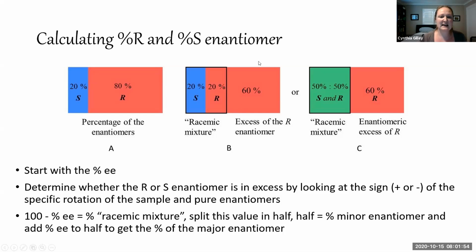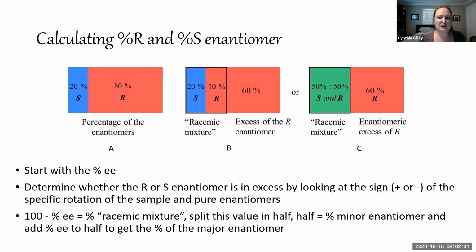And then there's the excess, right, of the R enantiomer. 60% is in excess of the other portion, which is a racemic mixture. So then that means that there's 80% R enantiomer in the solution and 20% S enantiomer in the solution, right? So if you had 80% R and 20% S, that leads to 60% EE, because 20% of this cancels out the S, and then there's 60% excess of the R enantiomer.